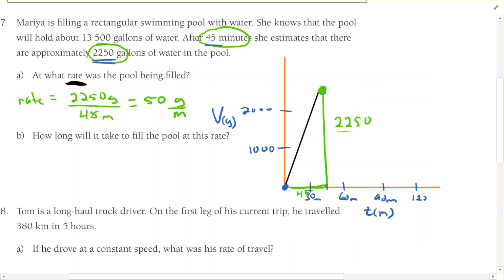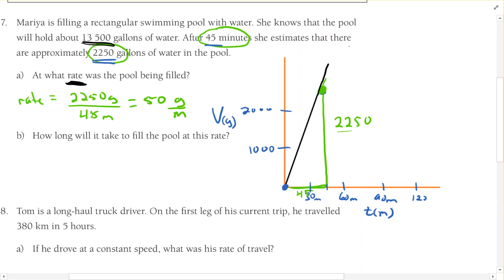Okay, now the next part says, how long will it take to fill the pool at this rate? Well, it'd be really hard to just extrapolate this graph. Extrapolate just means to make the line keep on extending upward and figure out where it'll end up. Because we're only at 2,000, we need to go up to 13,000. That's going to be way off our graph.